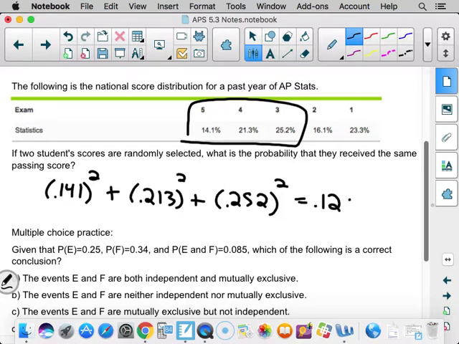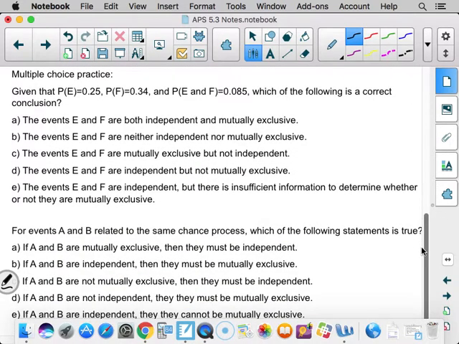All right, 1, 2, 8, 8. Any questions for me on that one? Anything at all? All right. 2 multiple choice, and then we will be done.